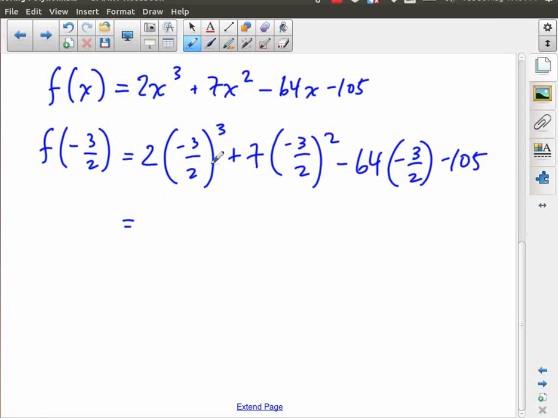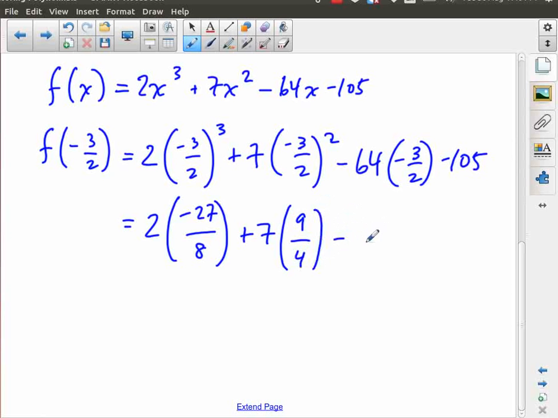Okay, so let's go ahead and do this, and I'm not going to skip any steps here. Negative cubed is going to be a negative. 3 cubed is equal to 27. 2 cubed is equal to 8. Plus 7 times negative squared is a positive, so now it's positive. 3 squared is 9. 2 squared is 4. Minus 64. Actually, again, you know what? I'm not going to skip steps here. So I'm just going to rewrite this one. I could have evaluated this minus 105, but just to show you.